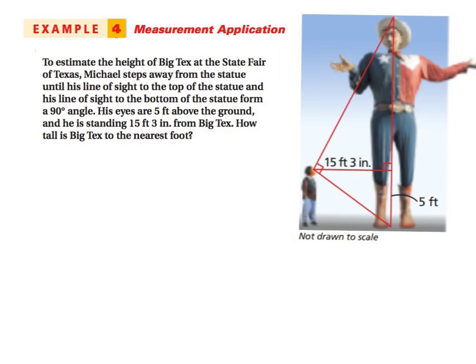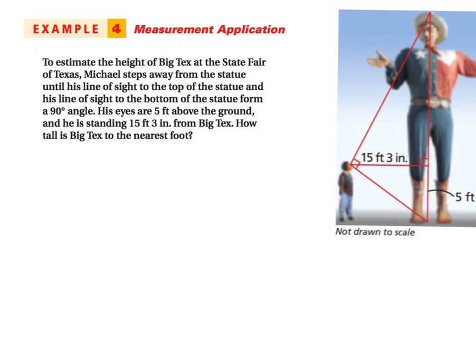To estimate the height of Big Tex at the State Fair of Texas, Michael steps away from the statue until his line of sight to the top of the statue and his line of sight to the bottom of the statue form a 90-degree angle. His eyes are 5 feet above the ground, and he is standing 15 feet 3 inches from Big Tex. How tall is Big Tex?